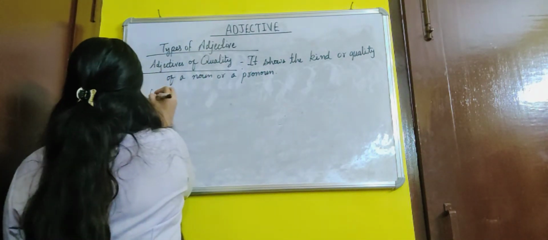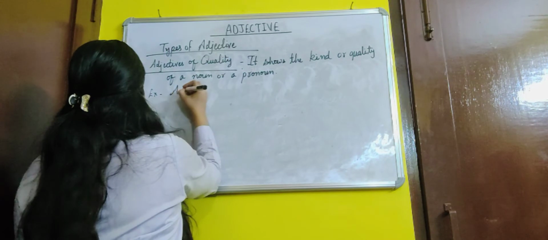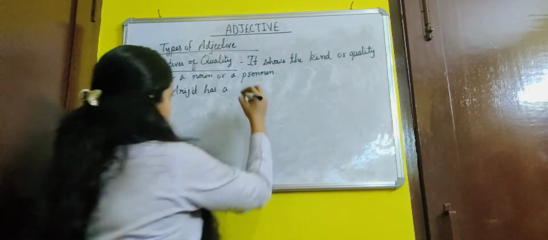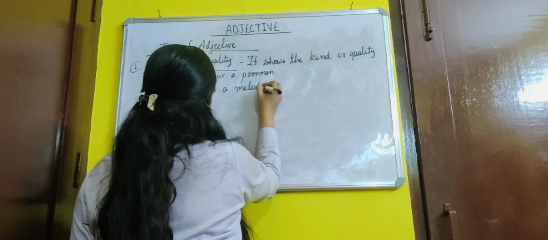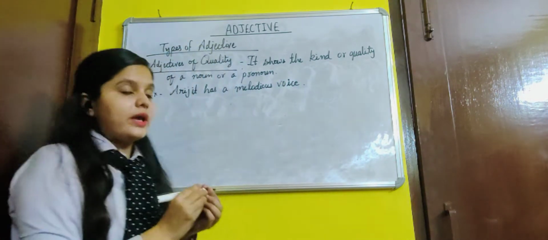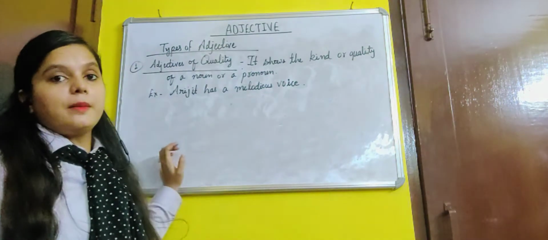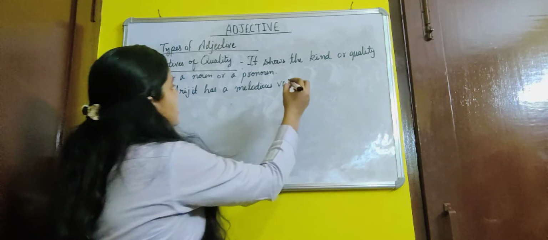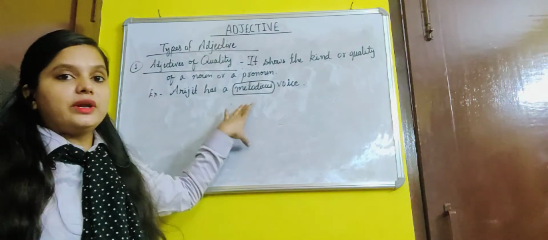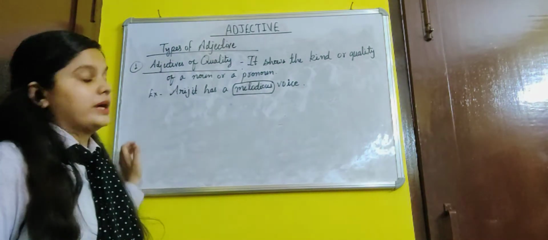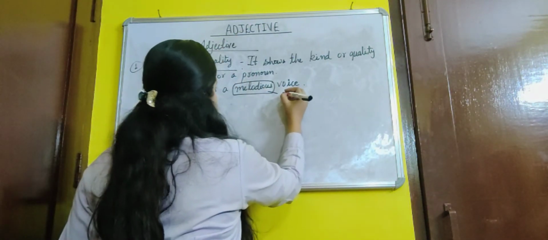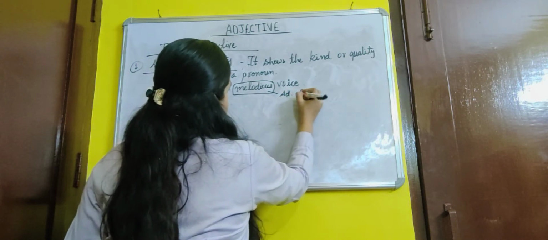Okay, for example, Ariji has a melodious voice. Okay, so here we are talking about Ariji. We are talking about his voice, that he has a melodious voice. So here the word melodious shows the quality of his voice. So here the word melodious is an adjective of quality.